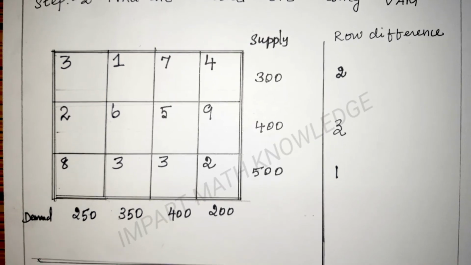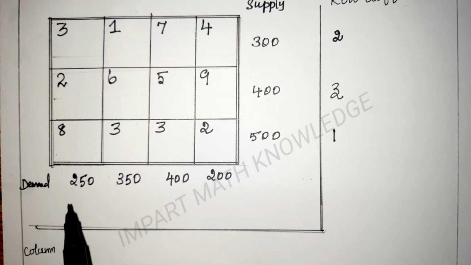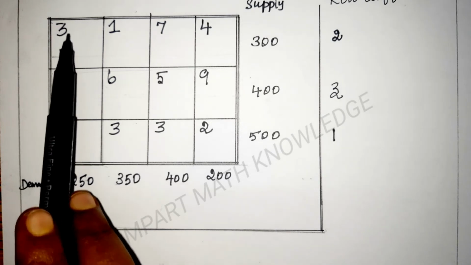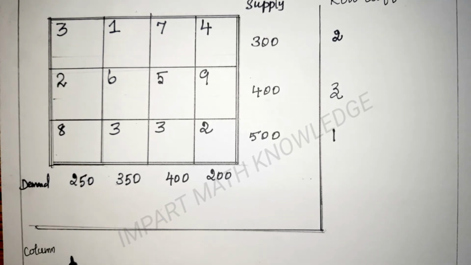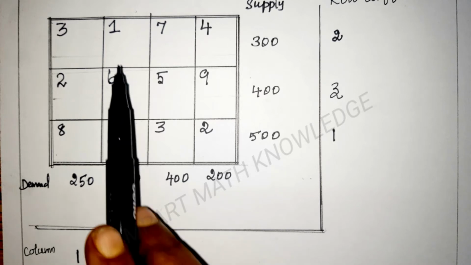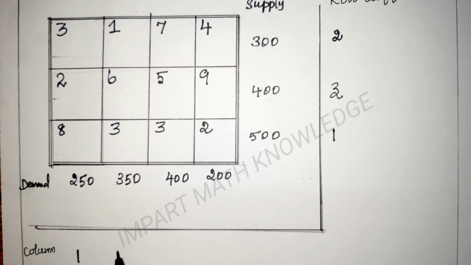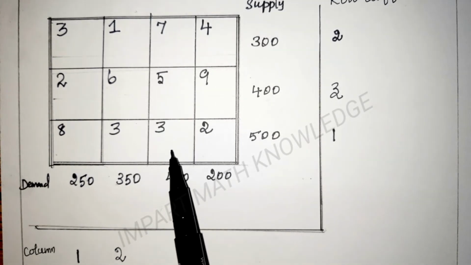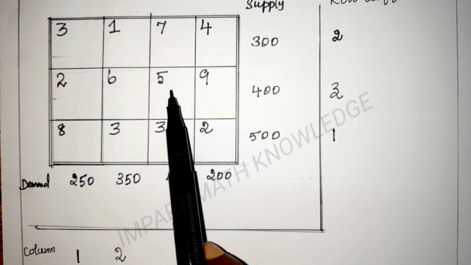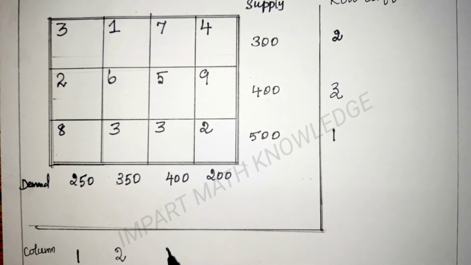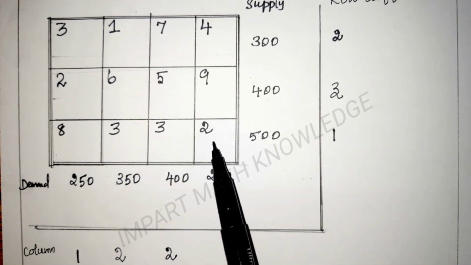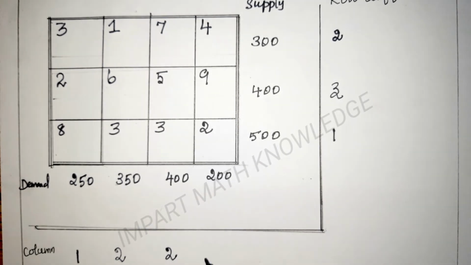Similarly, you take the column difference. In the first column, the least number is 2, the next least is 3. If you take the difference, you will get 1. You write it here. The second column, the least number is 1, the next least number is 3. The difference is 2. Third column, the least number is 3, next least is 5. So the difference is 2 again. In fourth column, least number is 2 and the next least is 4. The difference is 2. Now, from the row difference and column difference, you have to select the maximum penalty.